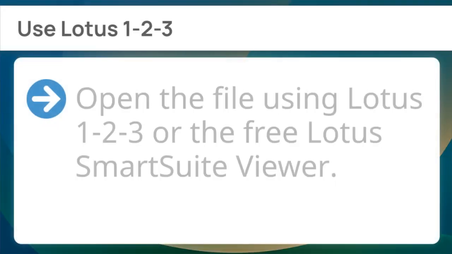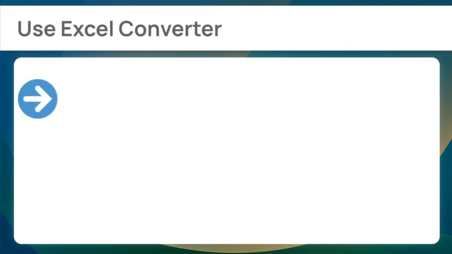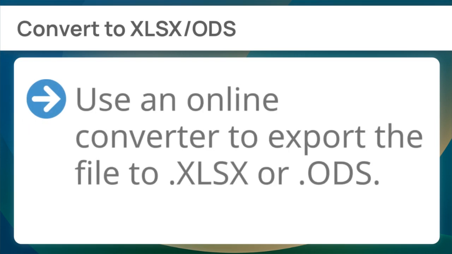First, use Lotus 1.2.3. Open the file using Lotus 1.2.3 or the free Lotus Smart Suite Viewer. Next, use Excel Converter. Use Microsoft Excel and install the Lotus 1.2.3 conversion add-in to open the file. Finally, convert to XLSX or ODS. Use an online converter to export the file to XLSX or ODS.